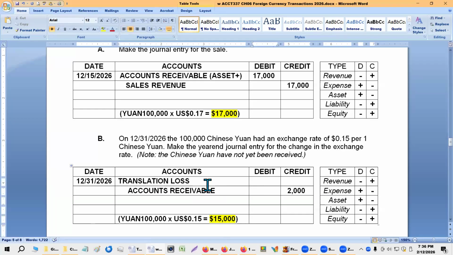And again, losses are kind of like expenses. They're always debits. So losses are debits, gains are credits. Think about revenues and gains: revenues are money coming in, gains are money coming in. Expenses are money going out, losses are money going out. So they kind of apply to these two. Revenues always go up with credits, so gains always go up with credits. And losses always go up with debits. So this will be a debit.